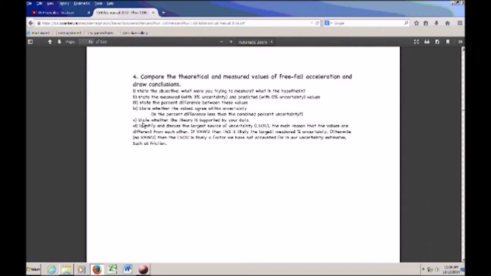The next thing you talk about is whether the theory is supported by your data. So basically, if your percent difference is less than the sum of the uncertainties, if your values agree with an uncertainty that is, then you can say that yes, the theory was supported by the data that you measured.